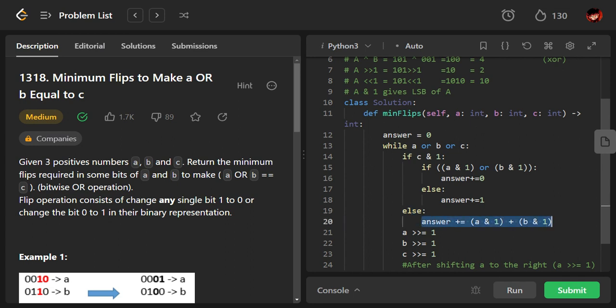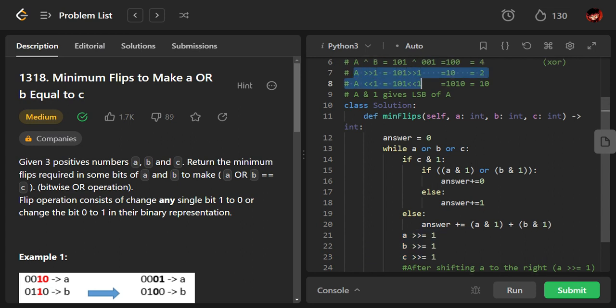Once I have done this processing, I will be moving to the bit left to my LSB. How to get that? To get that, I will do a right shift. As I've already explained everything in detail, whatever you need to solve this question is present in this particular page. I might have explained them in different parts of the video, but even if you don't know anything and you want to solve this question, everything is present here. You just need to understand it and link what is what.